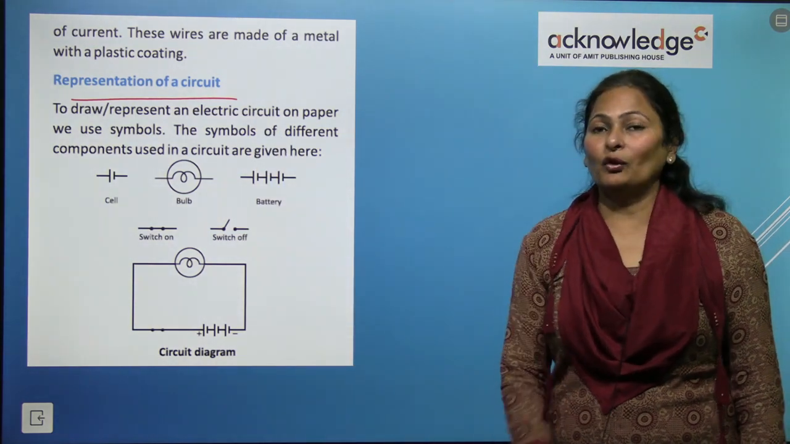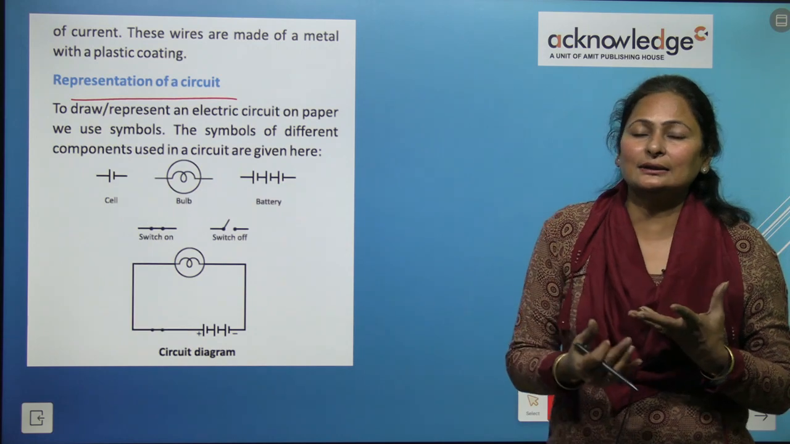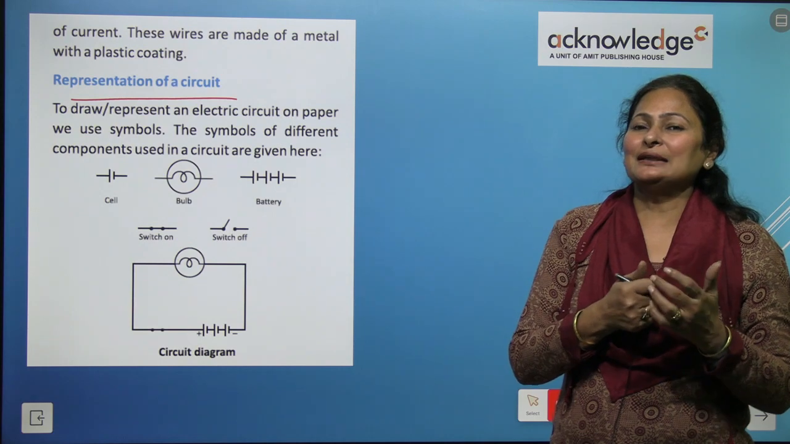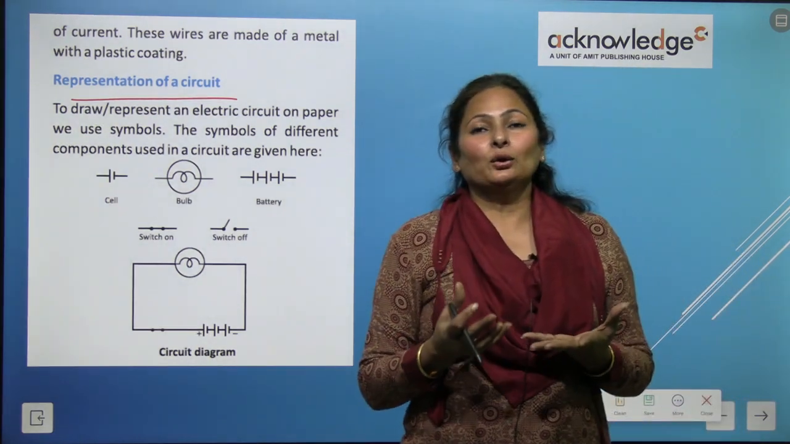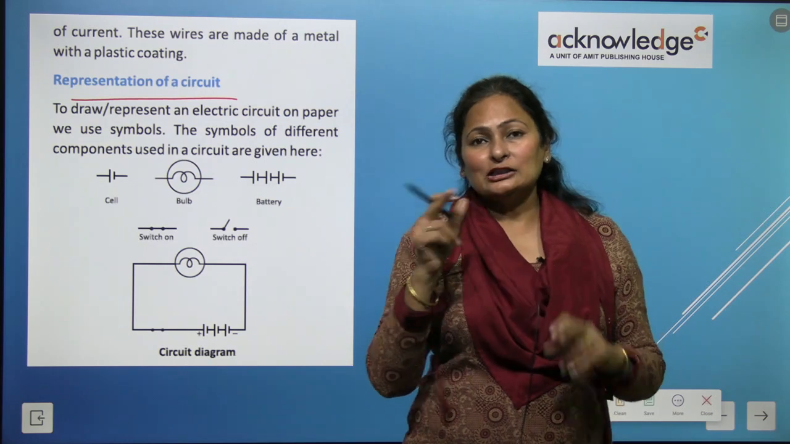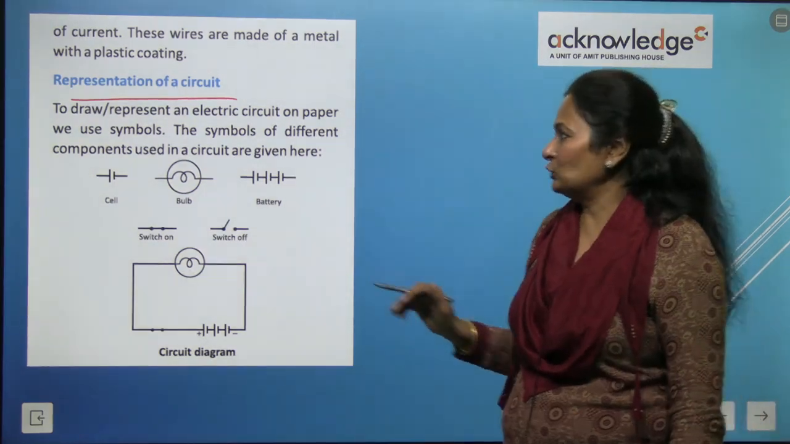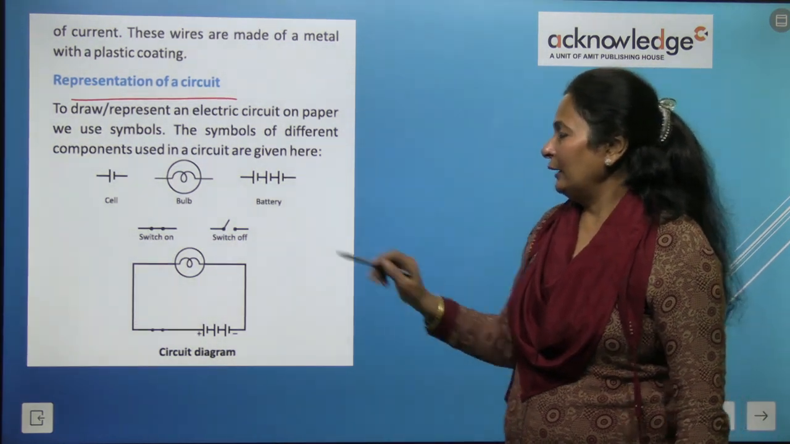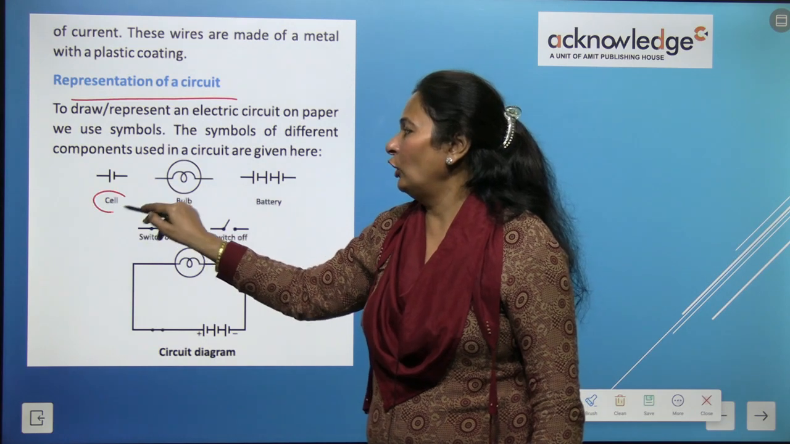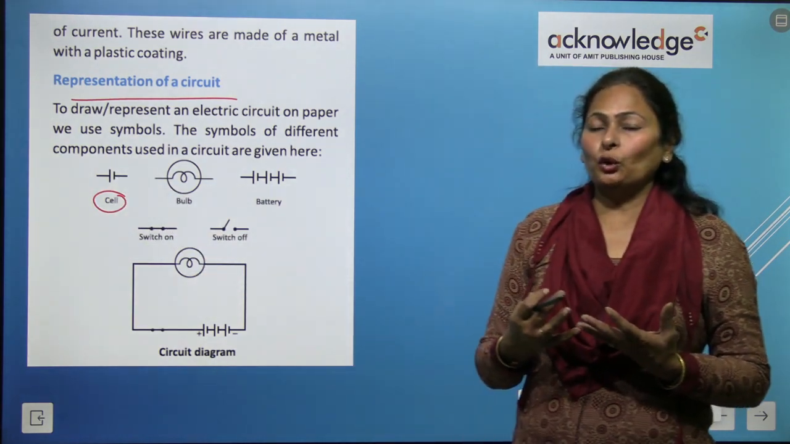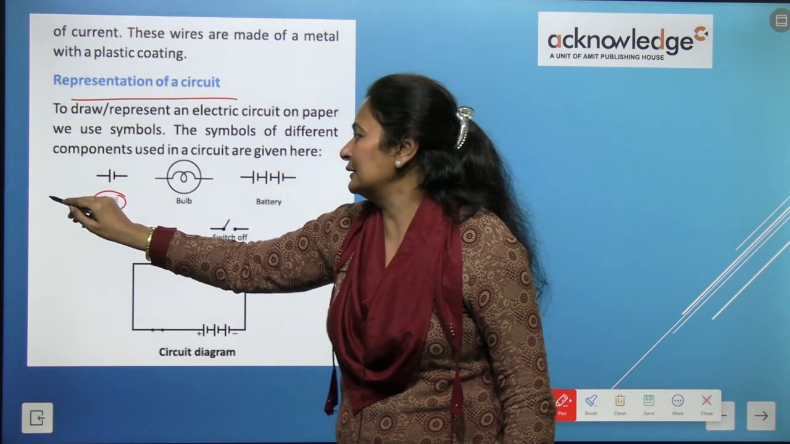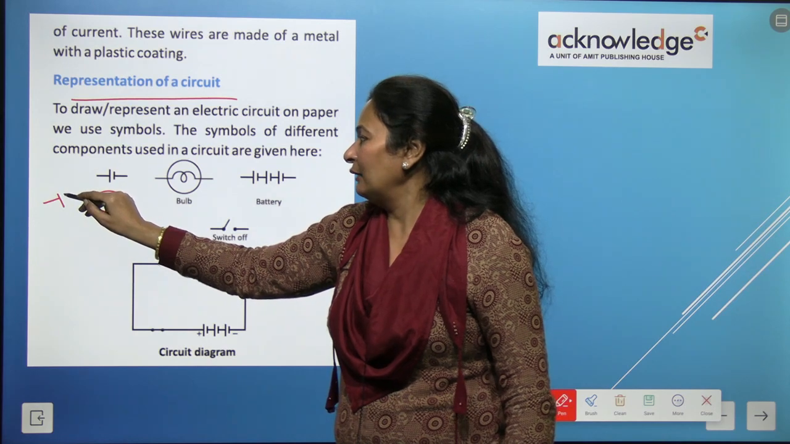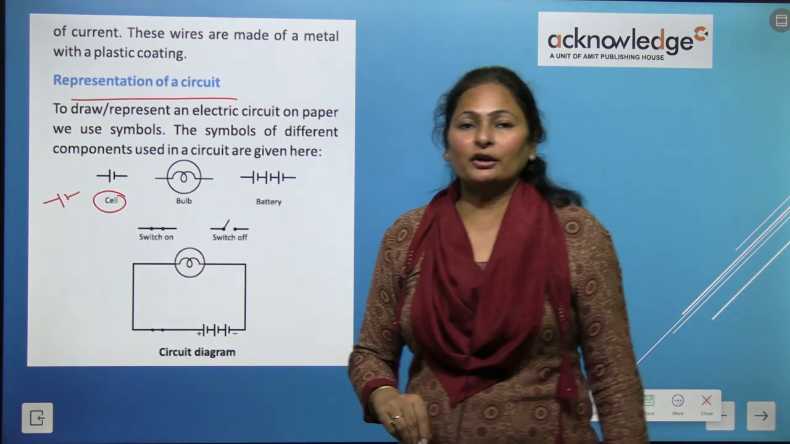Now we will learn what a circuit is and what an open circuit and closed circuit are. We know now that an open circuit means it is not complete, and a closed circuit means the current is flowing inside the circuit. So let's see how to draw or represent an electric circuit on paper, and what the symbols are. This is the symbol of a cell. Whenever you want to show a cell, you need to draw it like this. This is a horizontal line, then a vertical line. Again we have a small vertical line and then a horizontal line.